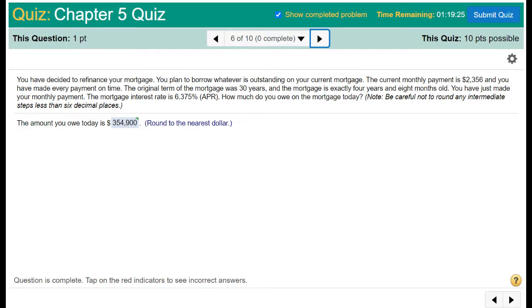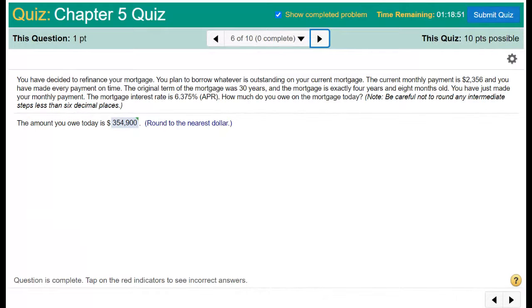So N equals 304. IY equals 6.375 divided by 12. Payment is negative 2,356. You don't have to put negative, but I prefer you do, right? So 304 is the net between the original and this. They're trying to throw you off. 30 years. 30 years is 360.